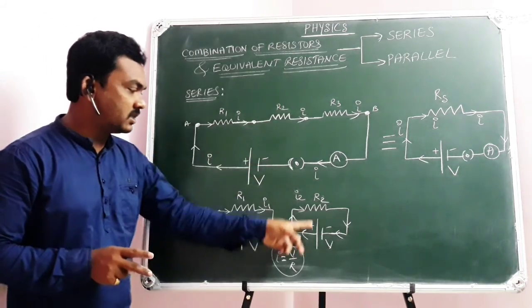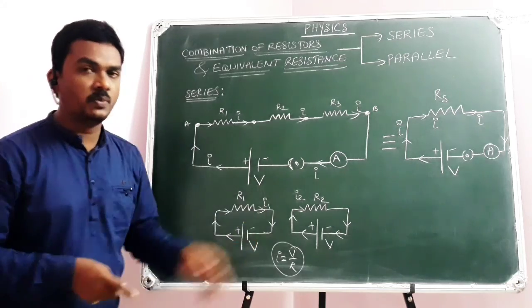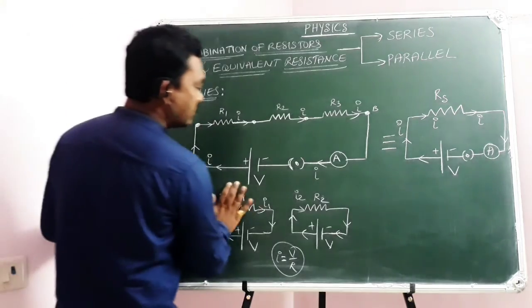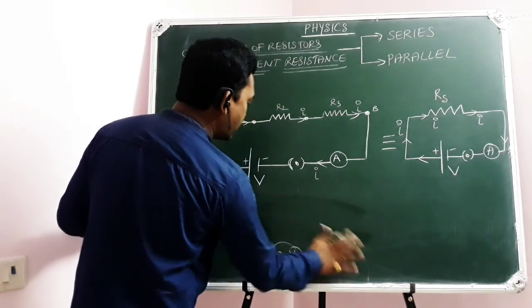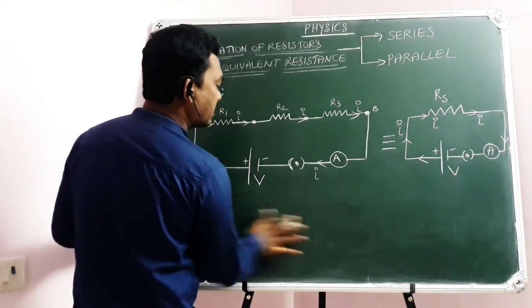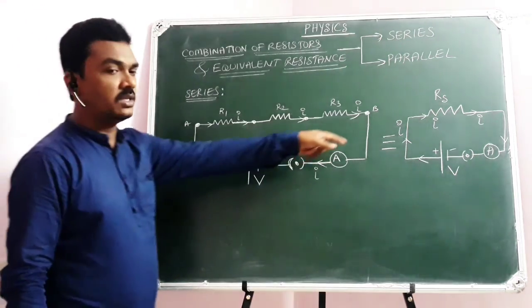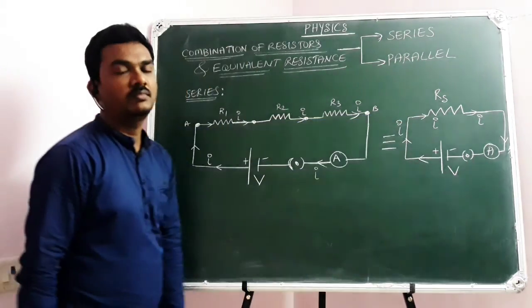I am erasing this because this is not yet required. Just for your explanation part, I have taken that. Hope you got clarity. So there is no resistance R1 in the electric circuit, or R2 or R3. There is an equivalent resistance in the electric circuit.